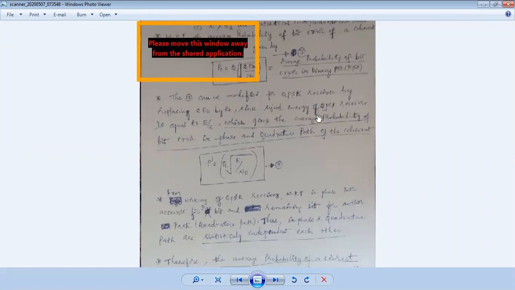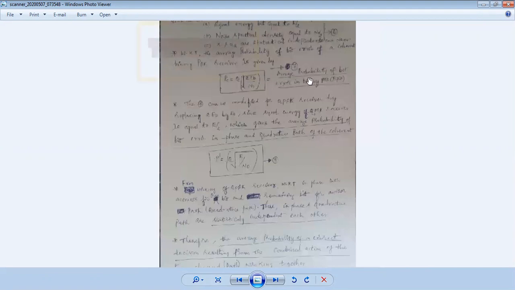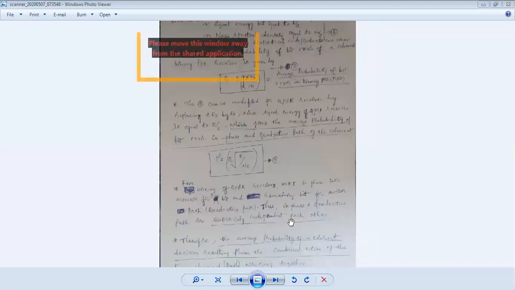One is exactly the in-phase path and the second is what you call quadrature. For the in-phase path, the probability is P, and for quadrature it is P dash, equal to this. So this is for in-phase and this is for out of phase. Look back here, the average is very important.